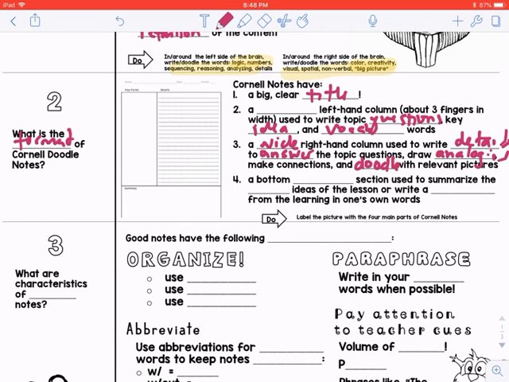And so the bottom part has a summary section used to summarize the main ideas of the lesson or to write a takeaway from the learning in one's own words.